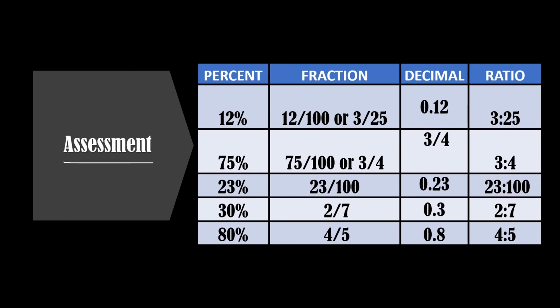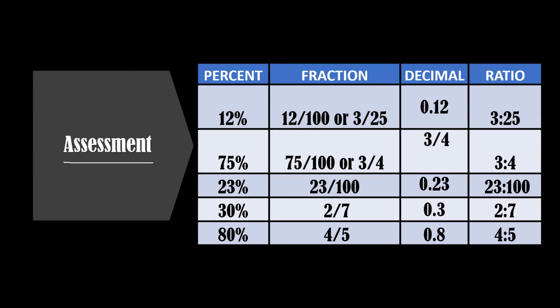The assessment, we have the percent is 12% in number 1. And then the fraction is 12 over 100 or 3 over 25. And the decimal is 0.12 and the ratio is 3 to 25. And another one, we have 75%, then 75 over 100, or 3 over 4, or 3 to 4. Number 3 is 23%, or 23 over 100, that's the fraction. And in decimal is 0.23, and in ratio is 23 to 100.